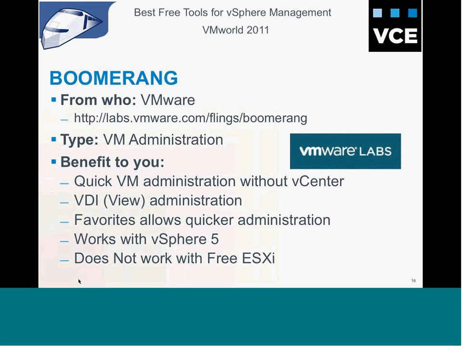This is actually a new fling that came out about two months before VMworld in Vegas, and it's called Boomerang. Boomerang is a quick way to do administration without vCenter. I want to gear this towards a VDI implementation, because everyone knows who the problem children are within your infrastructure, right? Bob, Sally, Joe, and Susie are always complaining about performance, complaining that their VM is slow. So this allows you to have quicker administration and get to the console of those machines. It does work with vSphere 5, but it does not work with ESXi 3.